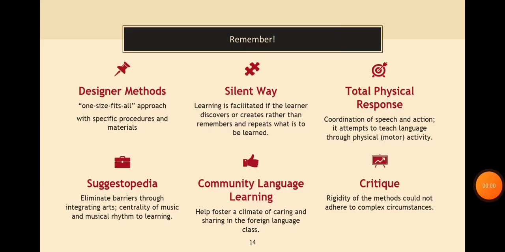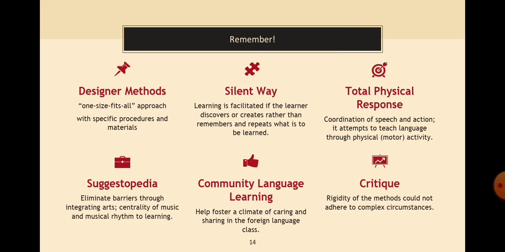So let's review. Designer methods are several methods that took a one-size-fits-all approach and provide specific procedures and materials. Under designer methods, we have the Silent Way method. Learning is facilitated if the learner discovers or creates rather than remembers and repeats what is to be learned. So there is independent learning. Total Physical Response method: there is a coordination of speech and action, and it attempts to teach language through physical activity.